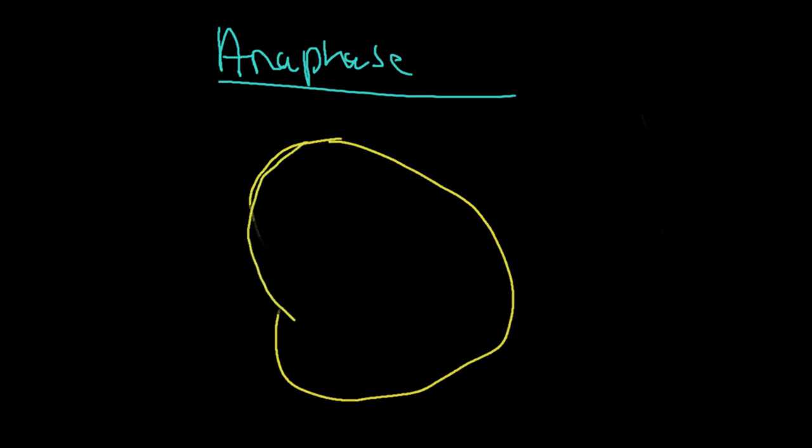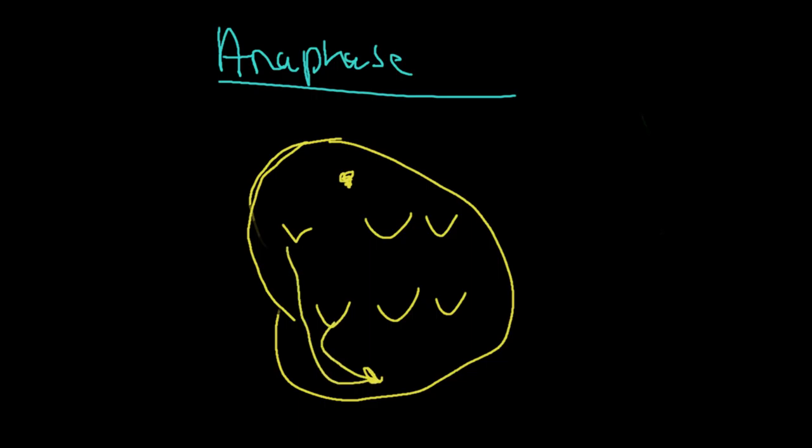Around here. Yeah. And what we're going to pretty much have is that they're going to start separating. So if we have one here and one here, we might have this, this, this, then we'll have this, this, this. And they're still going to be attached, like this. And then we'll have this over here.